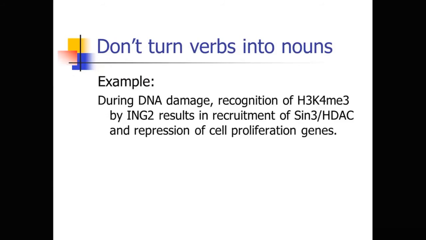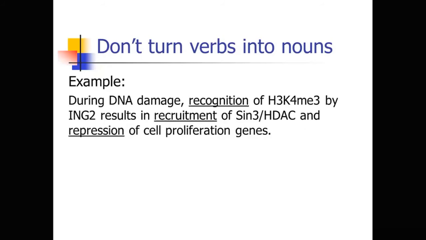So here's an example sentence. It says, during DNA damage, recognition of protein 1 by protein 2 results in recruitment of protein 3 and repression of cell proliferation genes. Notice that we have a lot of nouns in this sentence, right? We've got recognition, recruitment, and repression. Those are all nouns that could have been verbs: recognize, recruit, and repress. We saw this also with a lot of the examples last week. So we want to turn some of those nouns back into verbs.